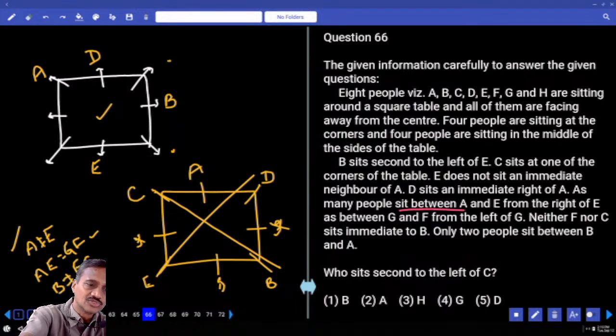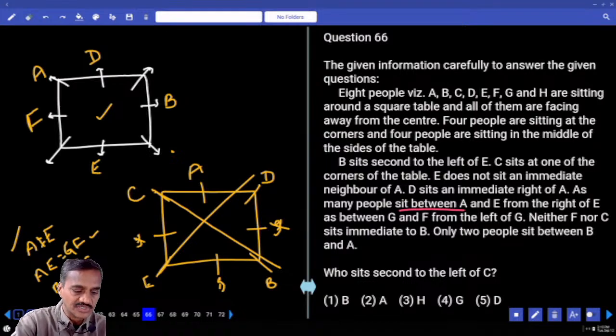As F cannot be in these two places, tell me where can we have this F? Can we have F at this place? No. Why is it no? Because if F is here, not in between persons is not possible. Hence two persons in between G and F is not possible, so F cannot be here. The only possibility we have is F is here.